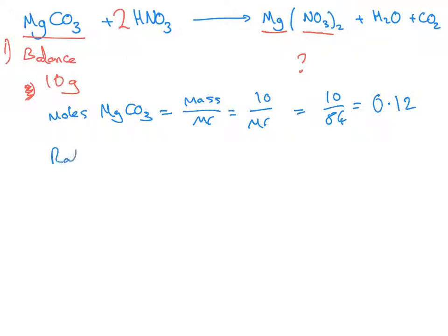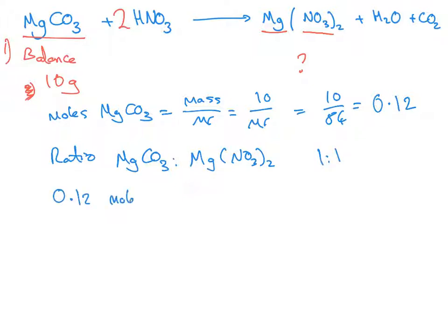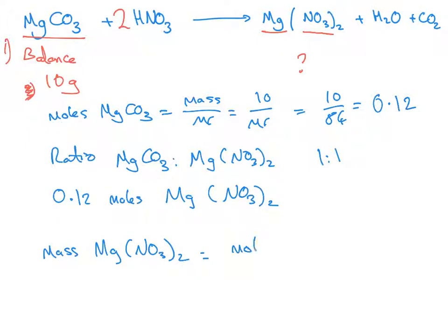Next, I need the ratio of magnesium carbonate to magnesium nitrate. The ratio is 1 to 1. Therefore, I've got 0.12 moles of magnesium nitrate. Finally, I want the mass of magnesium nitrate. Therefore, I need to do moles times mR.